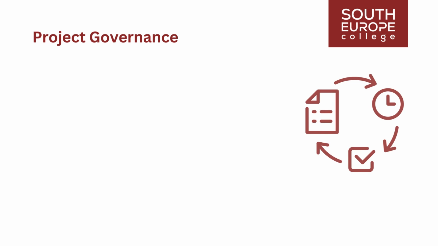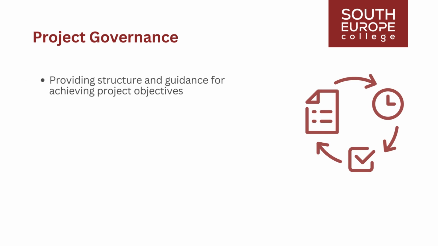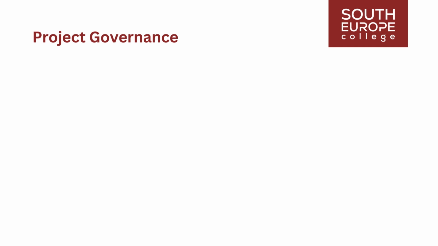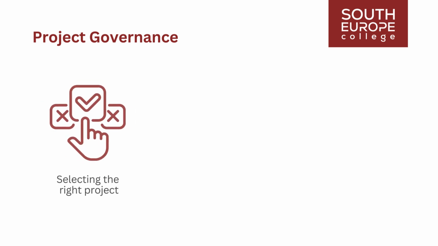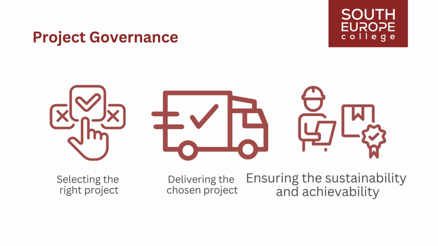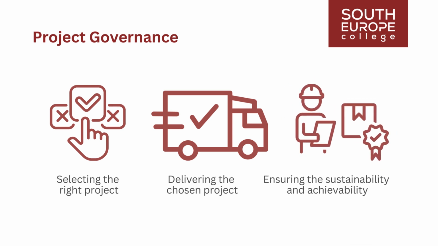Project governance is the backbone, providing structure and guidance for achieving project objectives, the means to reach these goals, and methods for monitoring and controlling performance. Consequently, robust project governance ensures alignment between project objectives and organizational strategic and operational goals. There are three primary goals of project governance: selecting the right project, delivering the chosen project efficiently and effectively, and ensuring the sustainability and achievability of undertaken projects.